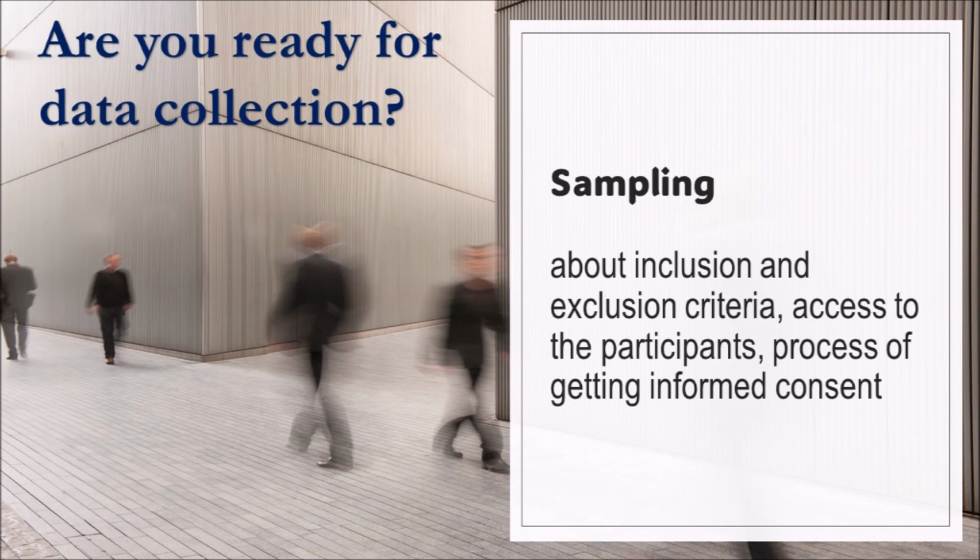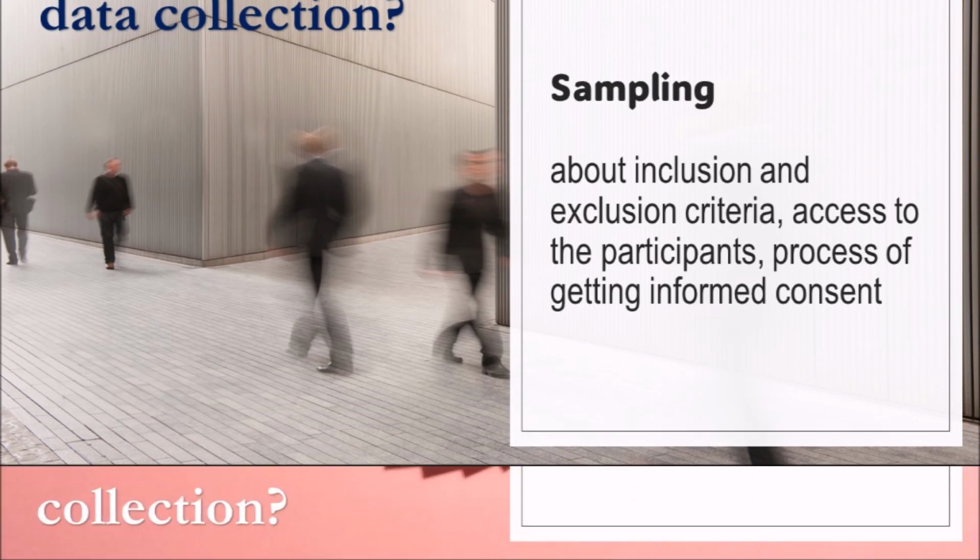About sampling, you should write about the inclusion and exclusion criteria very carefully, and how do you assess the participants, and then how will you get the informed consent or anything relevant. For example, if there are gatekeepers involved who help you to reach the participant, you should write about them as well in detail.